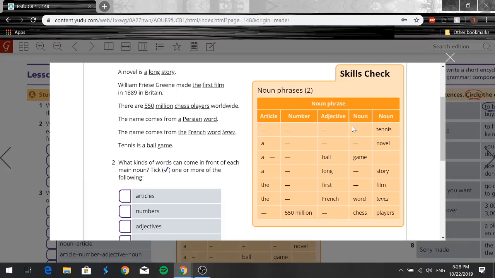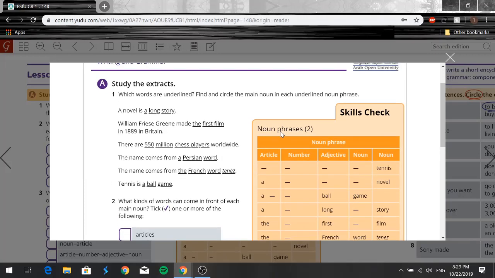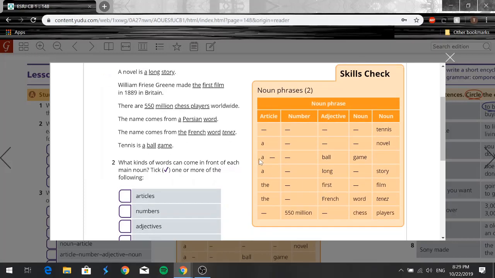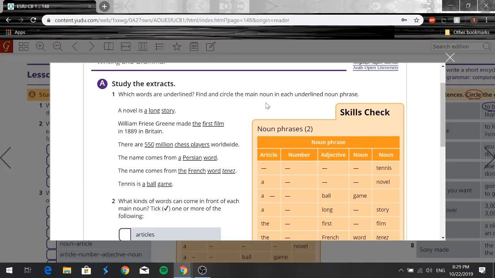But if you add any of these accessories, either an article, number, an adjective, or even another noun, then the whole thing turns into a noun phrase, okay? So it's no longer a single noun, but rather a whole noun phrase. So in this first part of the exercise, he wants us to circle the main noun of the whole noun phrase. So you got to be able to identify the accessories from the main noun itself, and I'll show you how to do that.